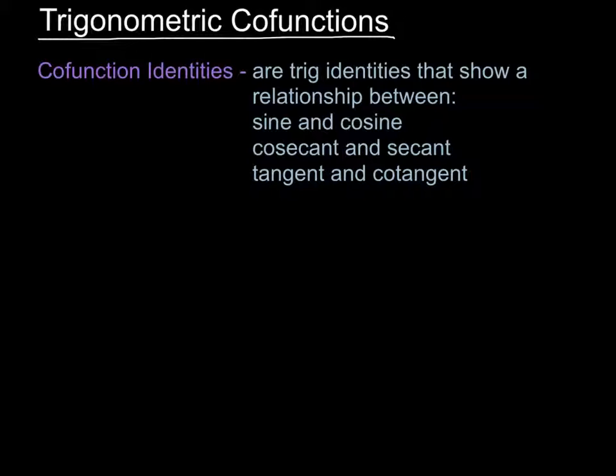One is sine and cosine is a pair for cofunctions. Cosecant and secant is a pair of cofunctions. And tangent and cotangent is a pair of cofunctions. It's not the same as reciprocal functions. Cofunctions belong together because the two angles are complementary.